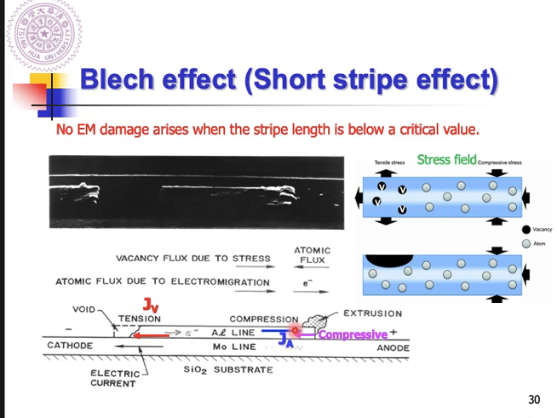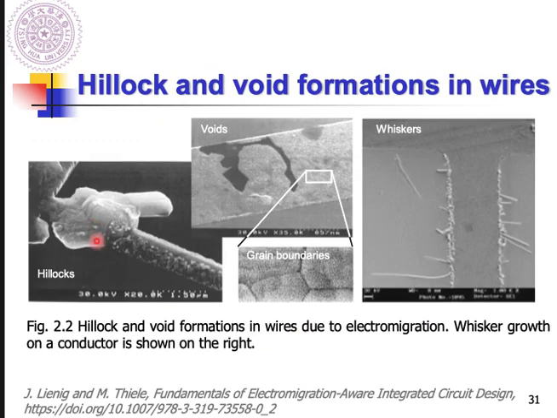but before that, we are going to show you some pictures related to the extrusion. So this is what we call a hillock and void formation in a wire. What we have is a wire, right? You can observe there's extrusion here and void formation here. So the void will get larger and larger, and then probably will lead to an open circuit, right?